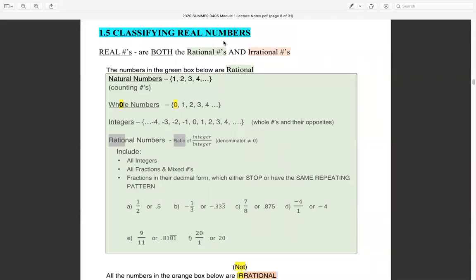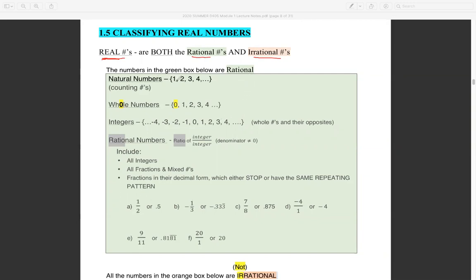1.5, classifying real numbers. Your real numbers are made up of both the rational numbers and the irrational numbers. In this green box here, we have all of the rational numbers.